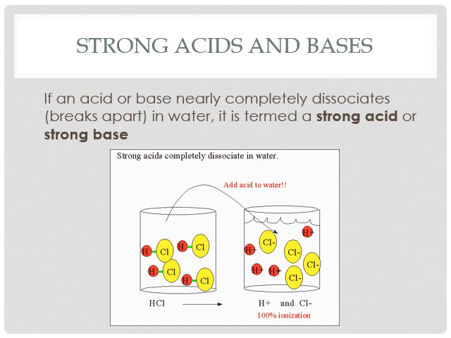So an acid is something that releases hydrogen ions. A base is something that absorbs hydrogen ions. If an acid or base gets completely dissociated, that is, the molecule completely breaks apart and releases a lot of hydrogen or releases a lot of hydroxide, it's termed a strong acid or a strong base, depending on what it releases. So this is a strong acid and base that completely breaks apart in water.